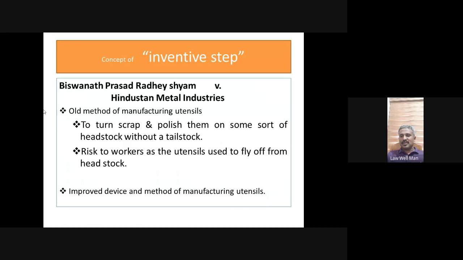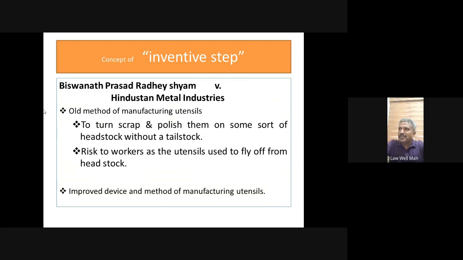Now, a person comes out with a method of manufacturing, an improved device. He is claiming a product patent for the device, and the method used, a better method of manufacturing utensils. He is coming out with a better device, which has a better method of making utensils.